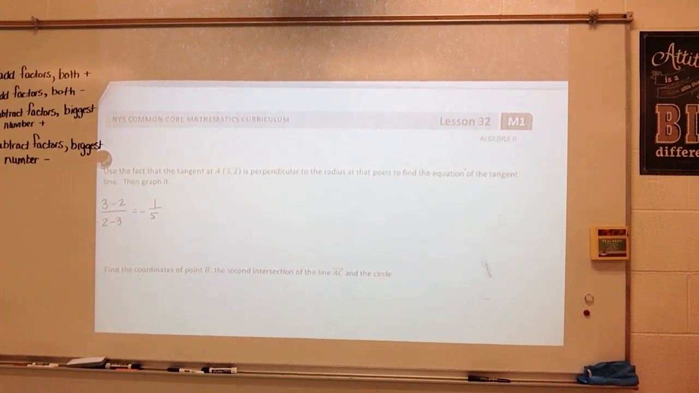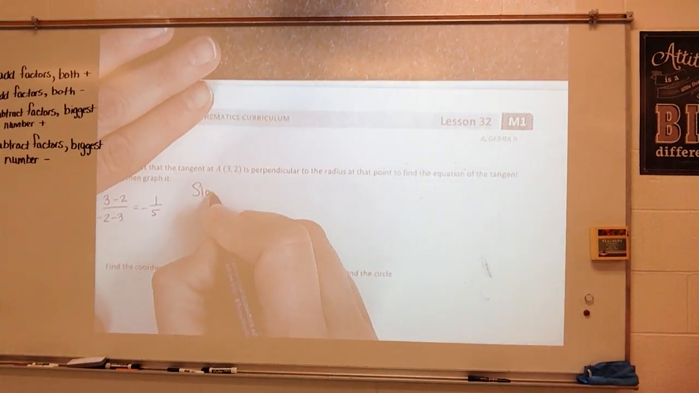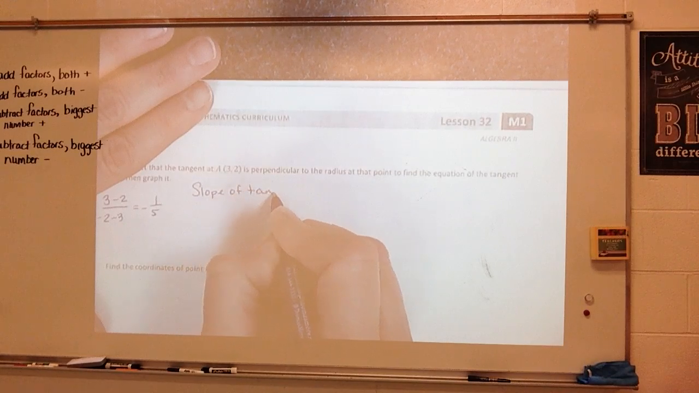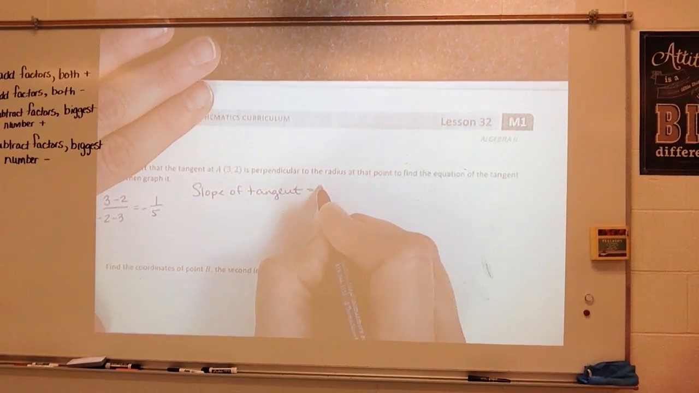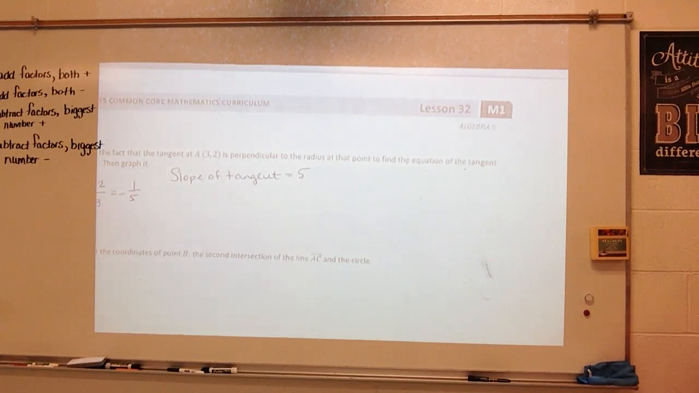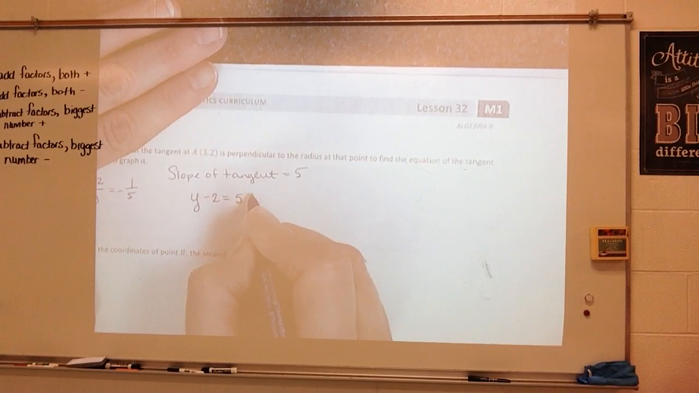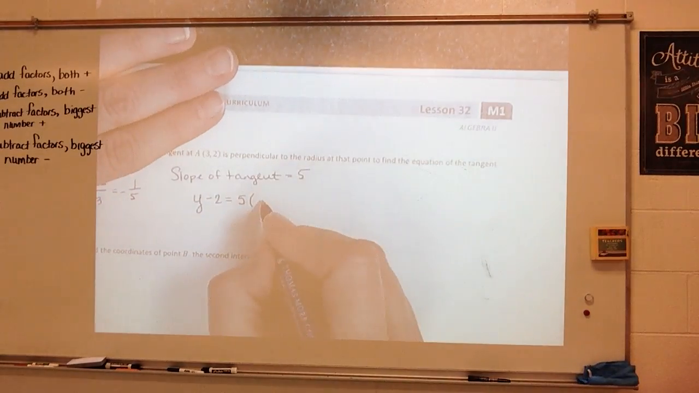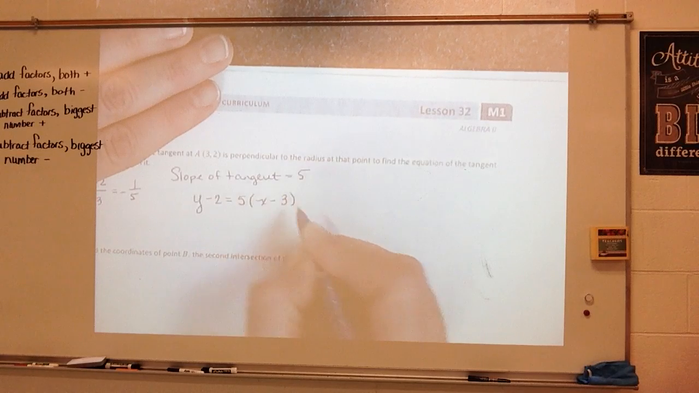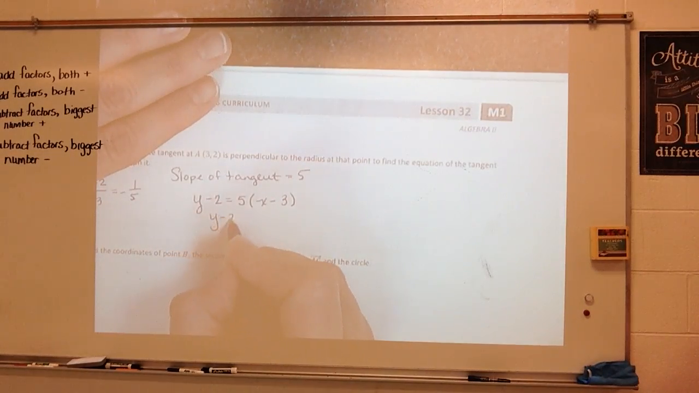So the slope of the tangent line is the opposite reciprocal. So the slope of the tangent is 5. All right? So using the point slope form of the equation of the line with slope 5 and passing through point (3, 2), we're going to get this equation. y minus 2 is equal to my slope times x minus 3. So I get y minus 2 is equal to 5x minus 15.